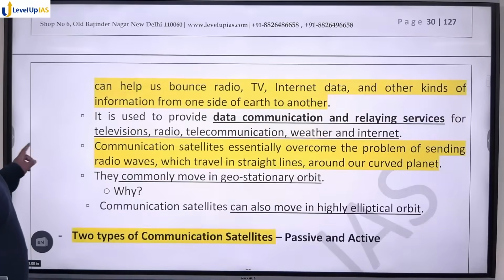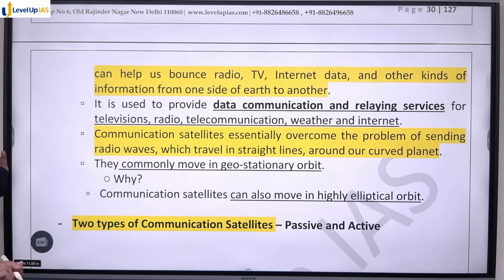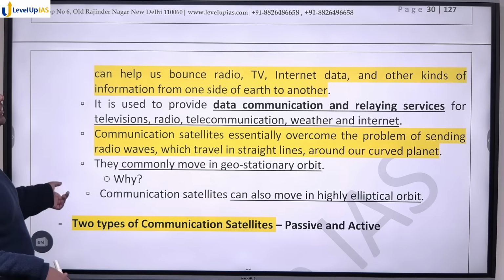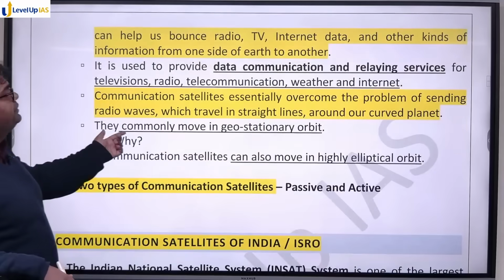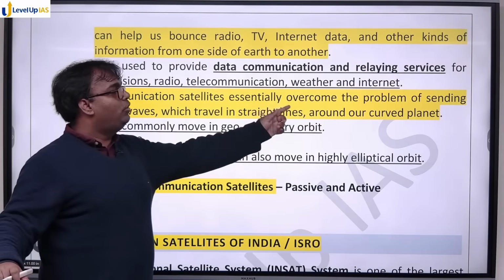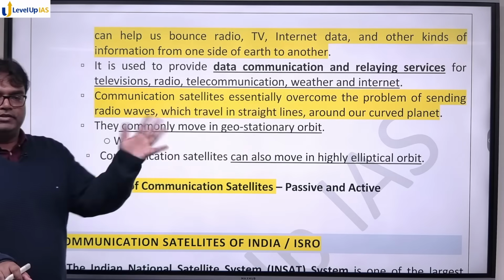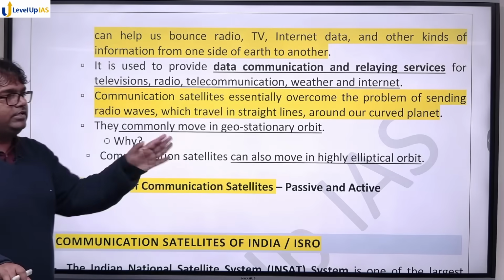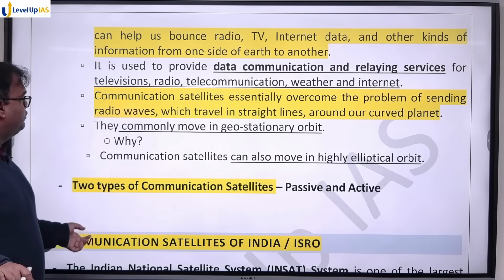Where are they used? They are used for radio, TV, internet data, and other kinds of information. Communication satellites essentially overcome the problem of sending radio waves, which travel in straight lines, around our curved planet. Radio waves travel in a straight line, we have to send them around our curved planet. It is what it allows.